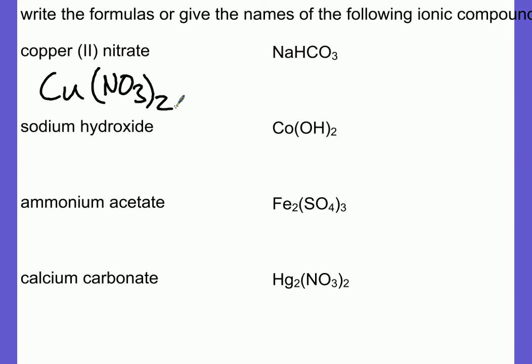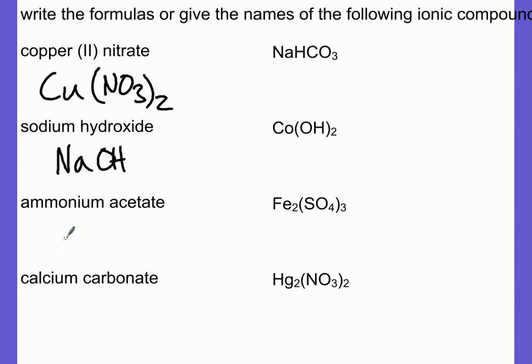All right, next one. Sodium hydroxide. In this case, sodium has a +1, hydroxide is -1, so they are already balanced. I don't have to do anything. So I'm just going to write sodium, write hydroxide, and I'm done.